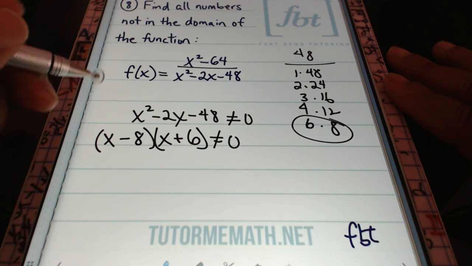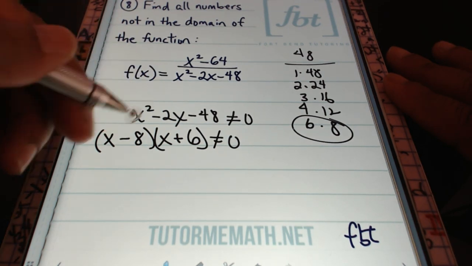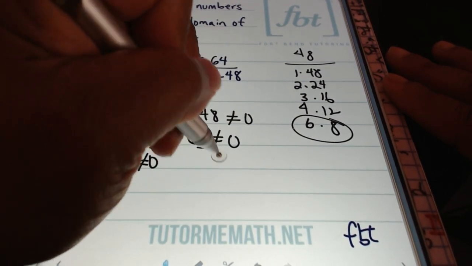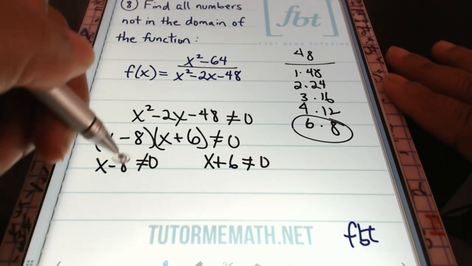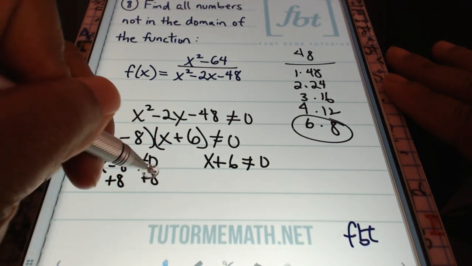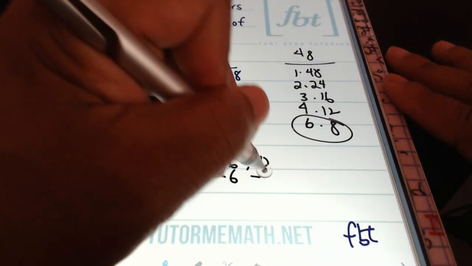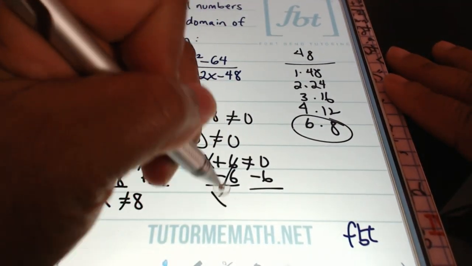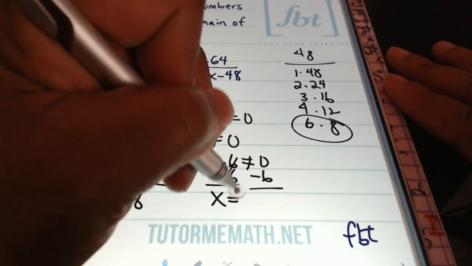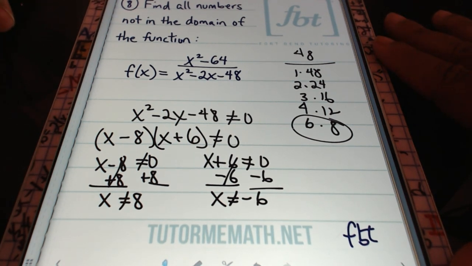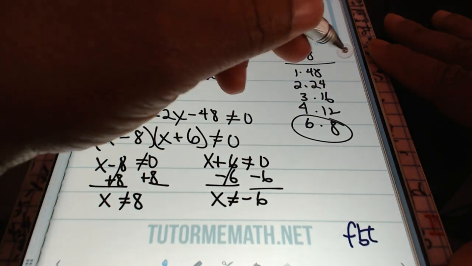And now we'll be setting each factor not equal to 0 and solving for it. So we'll have x minus 8 cannot equal 0 and x plus 6 cannot equal 0. I'll be adding 8 to both sides to find out that x cannot equal 8, and subtracting 6 from both sides to find out that x cannot equal negative 6. So the numbers that are not in the domain of this function are negative 6 and 8.